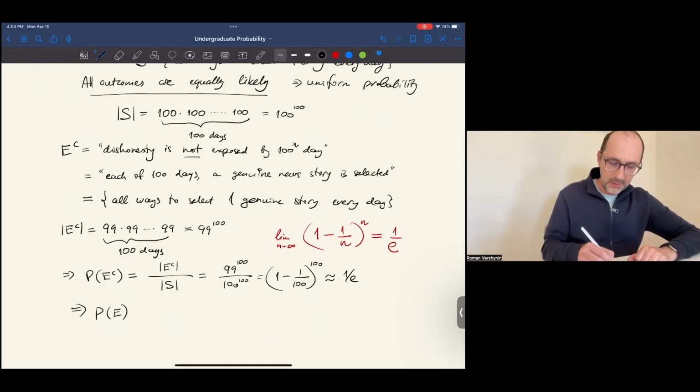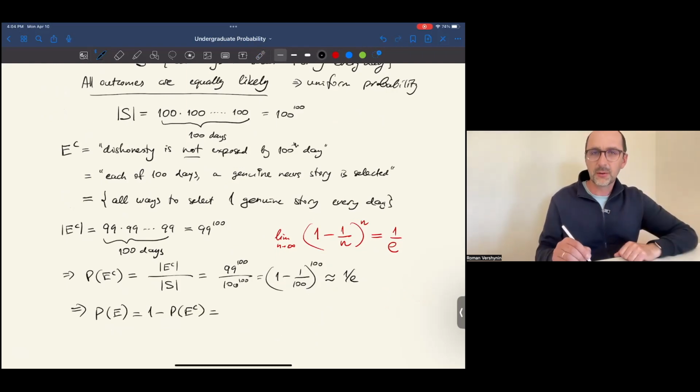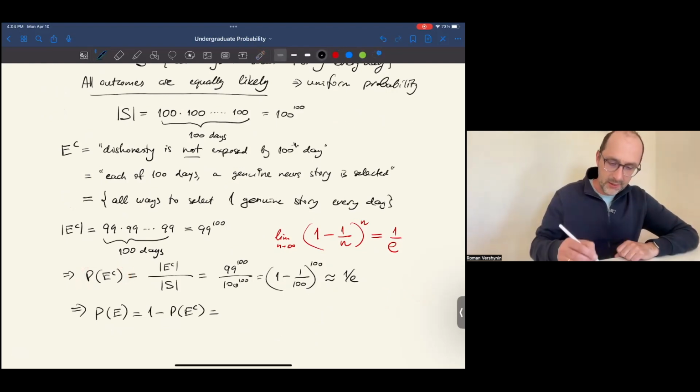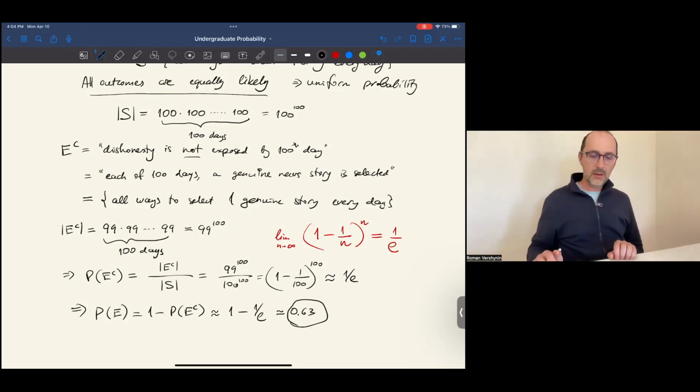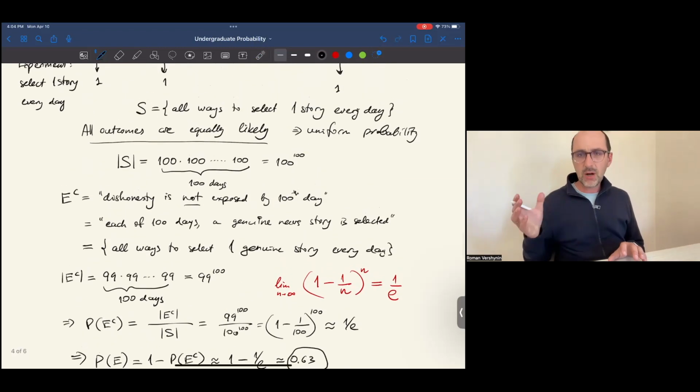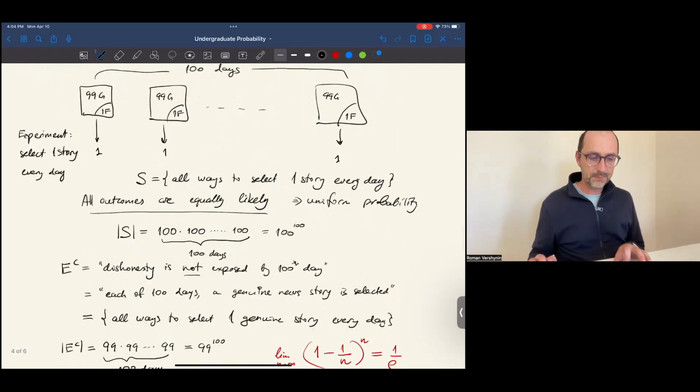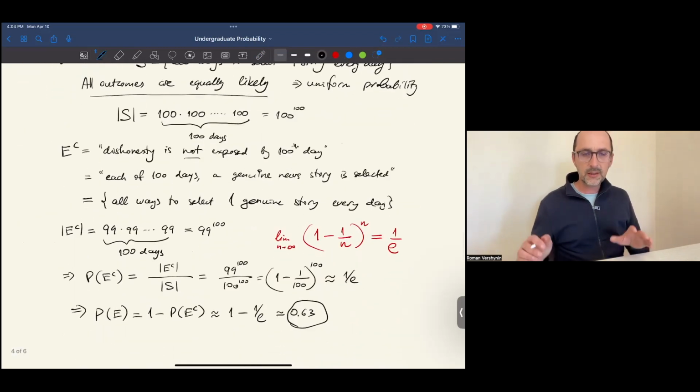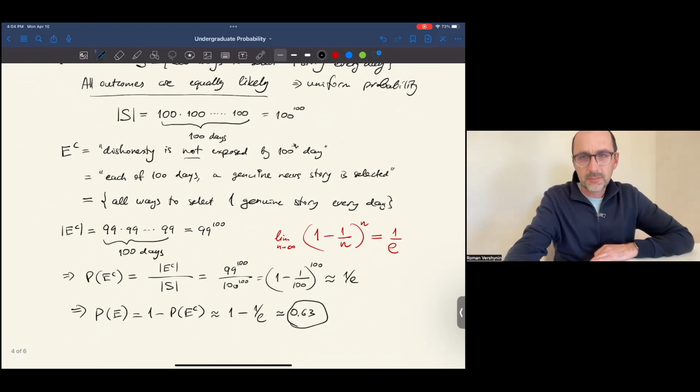And applying the complement rule, we can compute the probability of the original event by subtracting this from 1. And we get 1 minus 1 over e, which is approximately 0.63. And that is the answer. With probability around 63%, the Ministry of Propaganda will get caught by the 100th day.